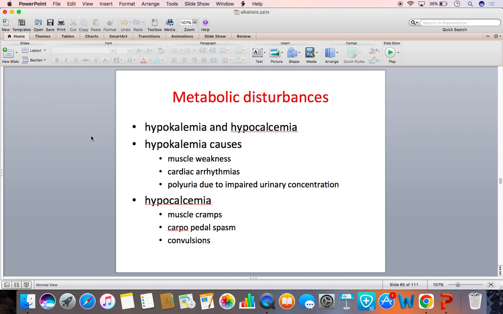Hypokalemia and hypocalcemia. Hypokalemia causes muscle weakness, cardiac arrhythmias, and polyuria due to impaired urinary concentration. Hypocalcemia presents as muscle cramps, carpopedal spasm, and convulsions. Look, when there is electrolyte disturbance associated with metabolic alkalosis, it complicates the clinical situation. So you must be mindful of electrolyte disturbances when you are encountering a case with metabolic alkalosis.